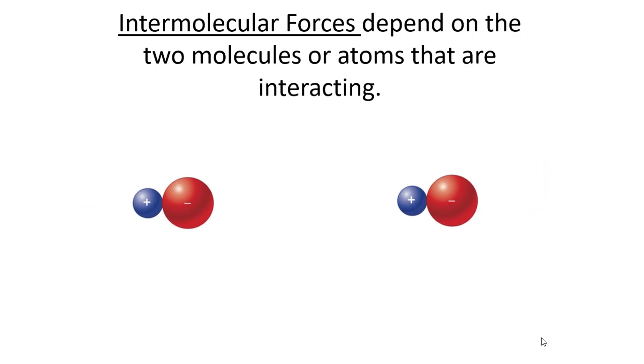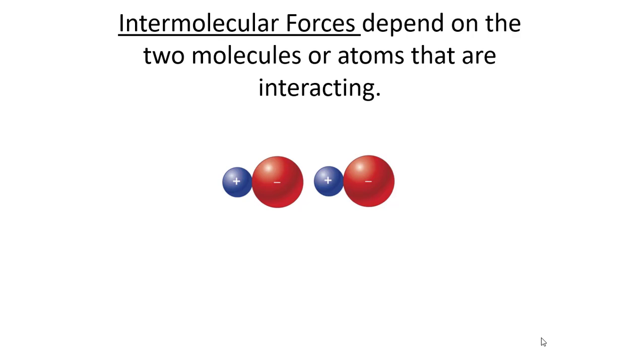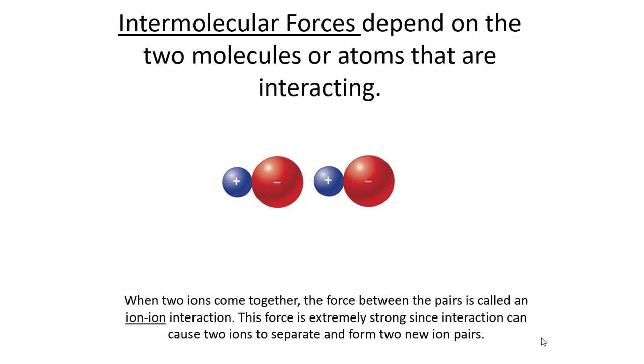So when that happens, your sodiums are going to line up with your chlorines, and your chlorines are going to line up with the sodiums. And so they're going to find the opposite. The cations are going to find the anions, and the anions the cations. Whenever they do this, that interaction is termed an ion-ion interaction. That is our first and our strongest intermolecular force.